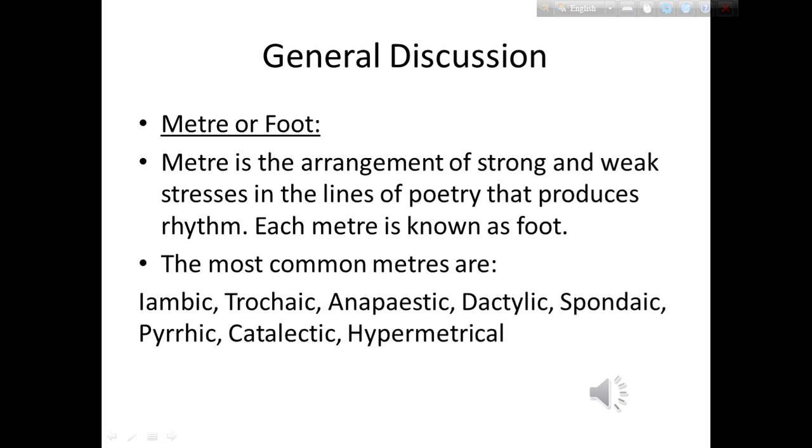Now, meter or foot. Meter is the arrangement of strong and weak stresses in the lines of poetry that produces the rhythm. Each meter is also known as foot. The most common meters used in English verses are iambic, trochaic, anapaestic, dactylic, spondaic, pyrrhic, catalectic, and hypermetrical. So let's have some introductory ideas about them.